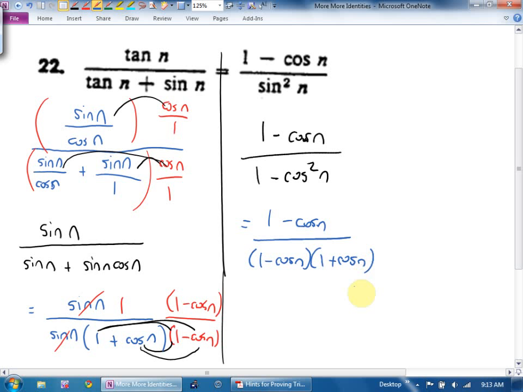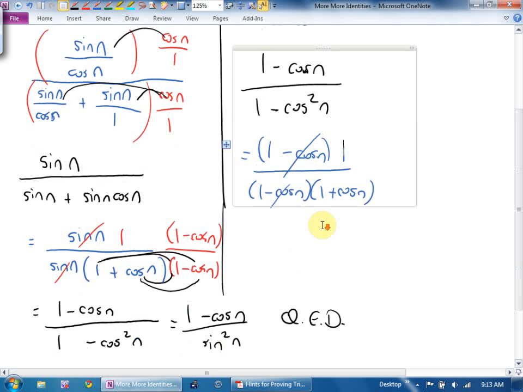Can I cancel? Have I factored? Then I could argue that those two brackets are the same. There's a 1 left behind, and lo and behold, I do have 1 plus 1 over 1 plus cos. Either of those approaches is totally valid.